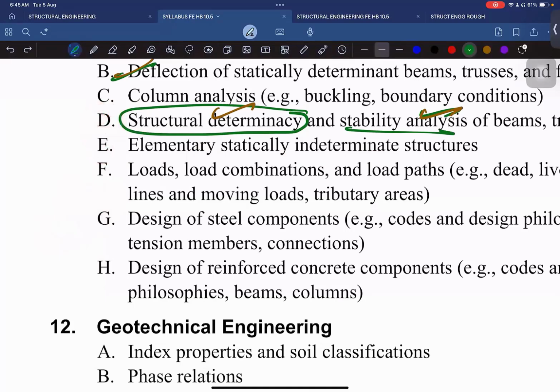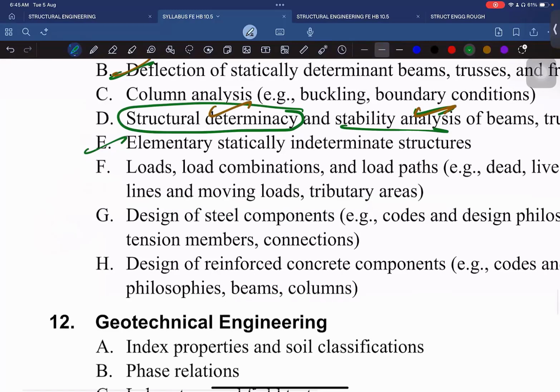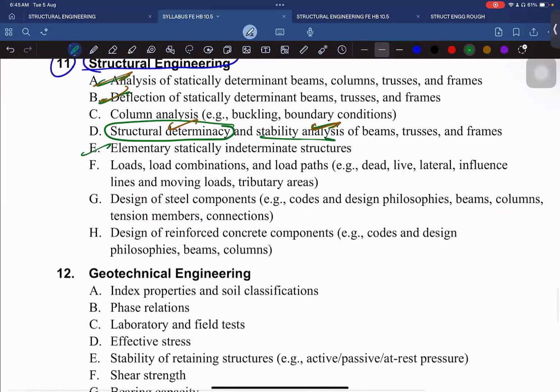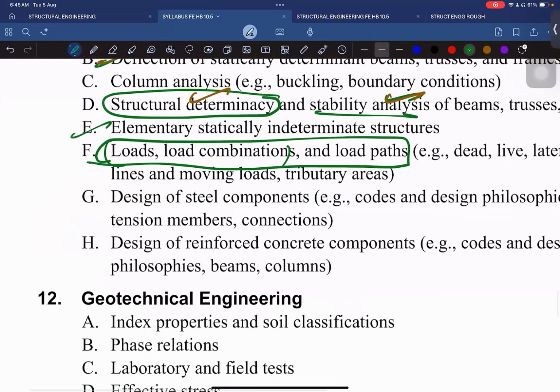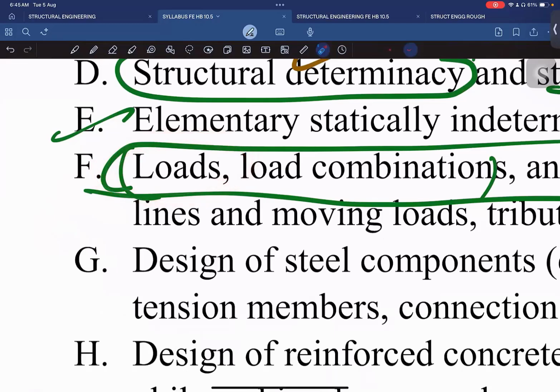So this is clear. And coming to the next topic, loads, load combinations and load paths. It is very simple. You know very well what are the different types of loads acting on a building or any structure. Name me some loads. Dead load, live load, wind load, perfect.